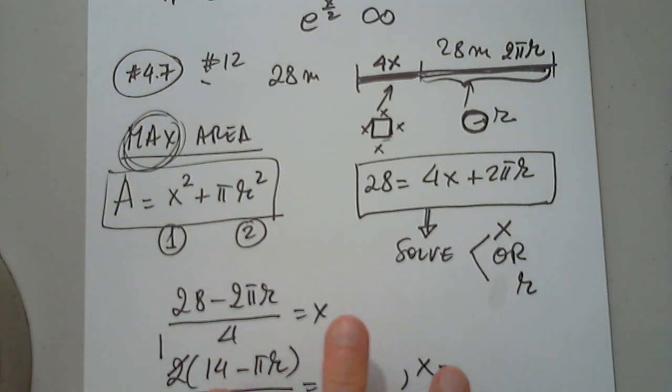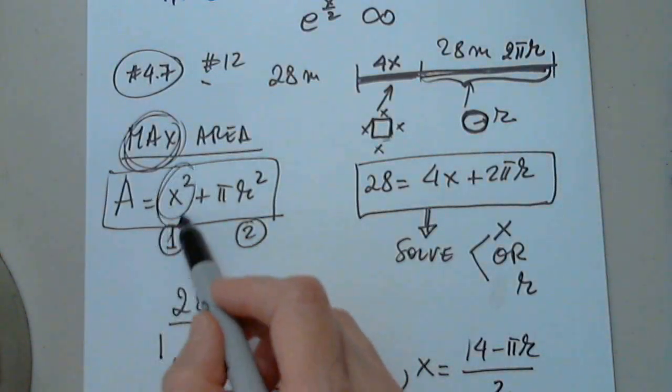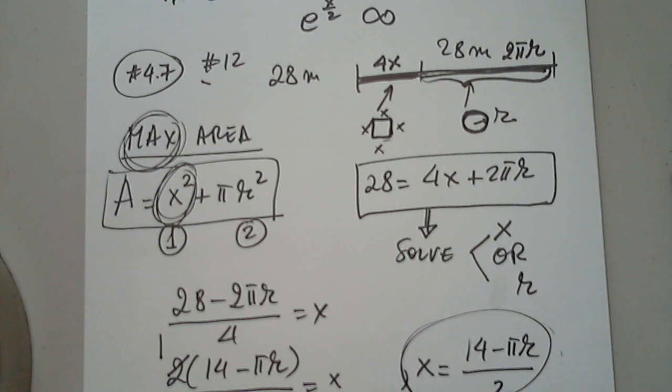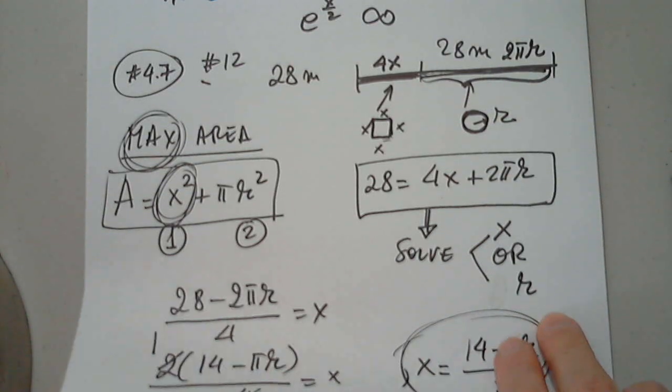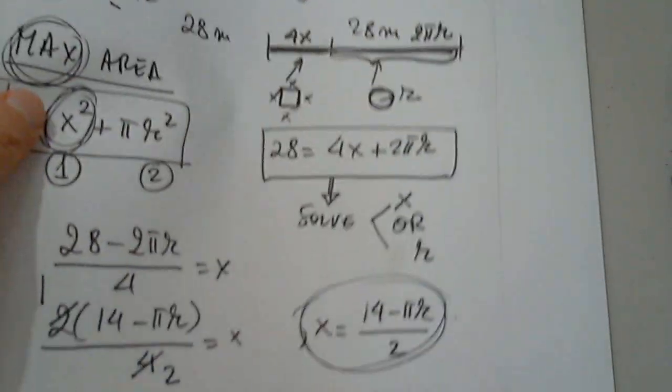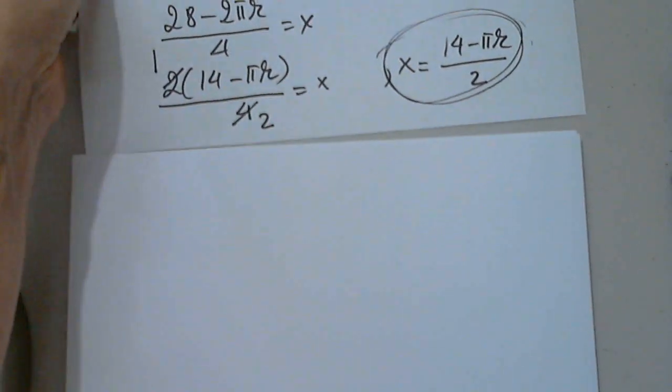So then our x cleaned up. If you want, you can even separate it if it's easier, but it doesn't matter. So 14 minus pi r over 2. But remember, I have to square it. So I have to square this. So let's square this and put it in the area. And I am on page 4.